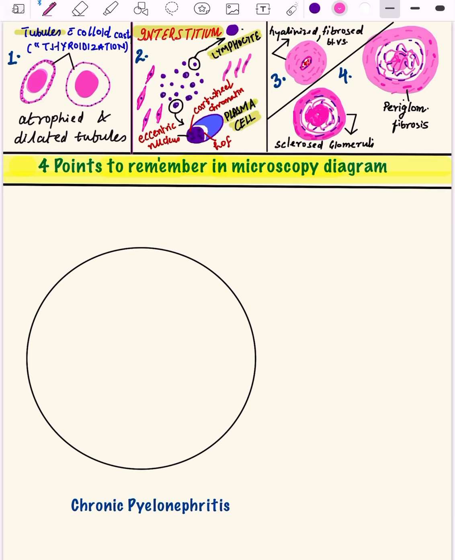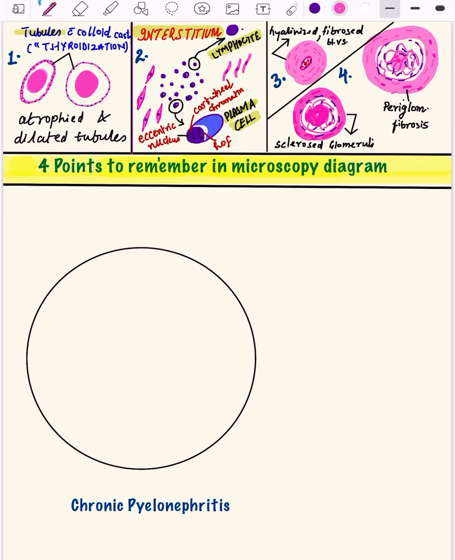Now, in microscopy, to draw the diagram, we need to know these basic facts about chronic pyelonephritis, and just four components are there to draw the diagram. First, number one, as you can see, is tubules. So it is a tubulointerstitial disease. In the tubules, what happens?